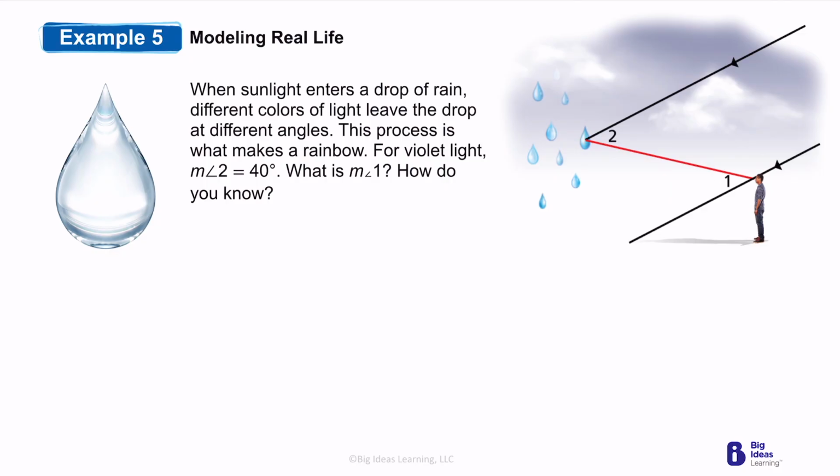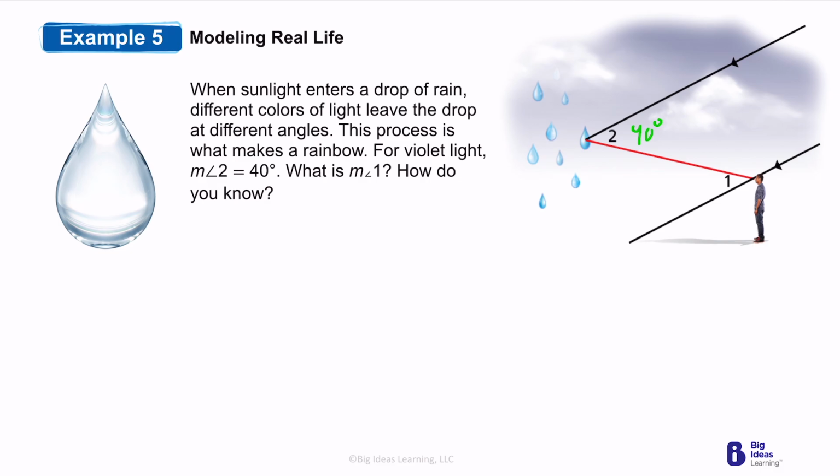All right, so we're going to model real life here. So you got sunlight and a drop of rain. It gives you different colors of light from the drop at different angles. So given this diagram here, measure of angle 2 is 40 degrees. All right. So I want you to find the measure of angle 1 and explain how you know.